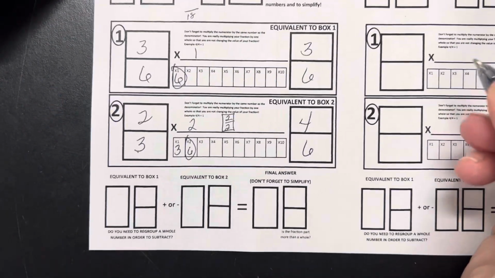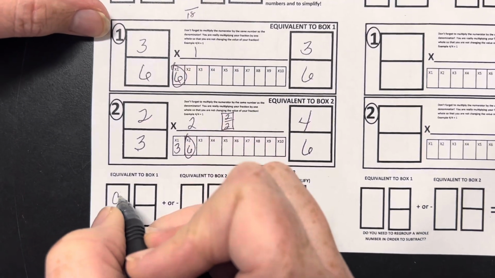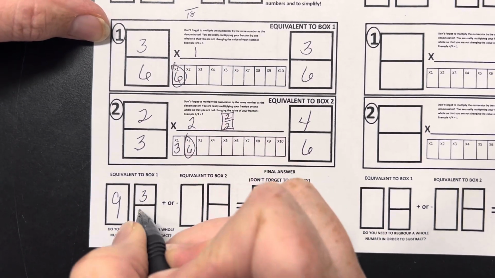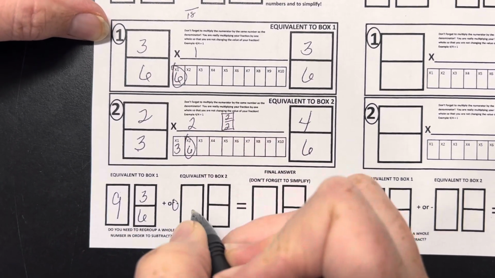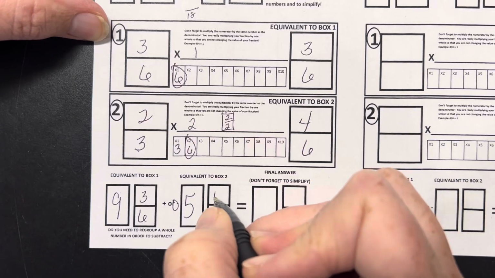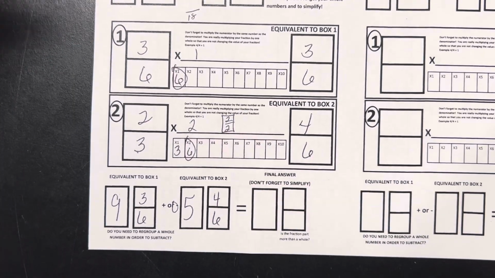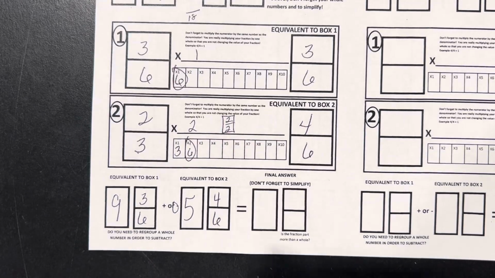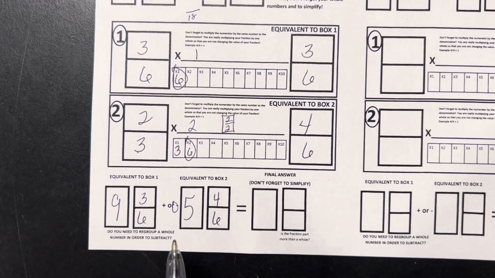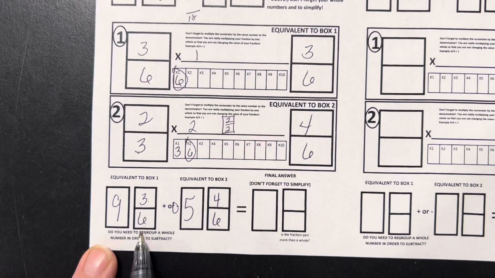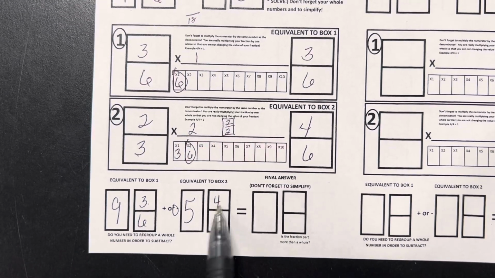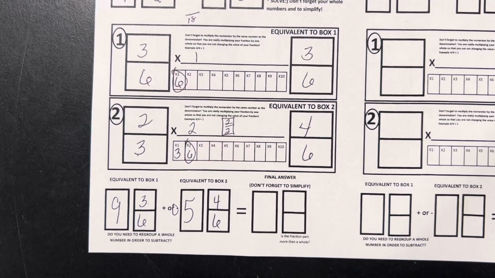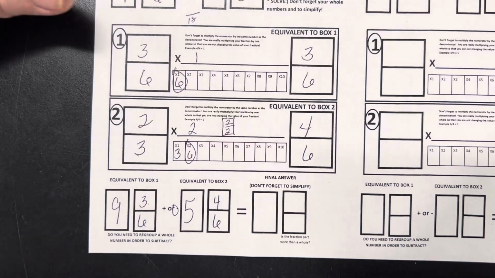Okay, so now we're going to bring everything down. So we have 9 whole and 3/6 minus 5 and 4/6. When you are subtracting with fractions, mixed numbers, you do the fraction part first, all right? Because sometimes you have to regroup. If you had 3/6, can you take 4/6 away? You can't. So this is one in which we have to regroup.